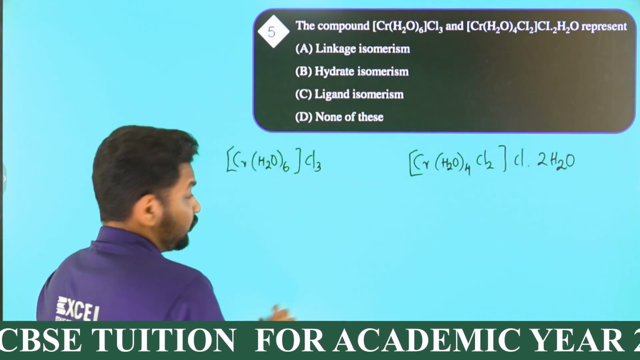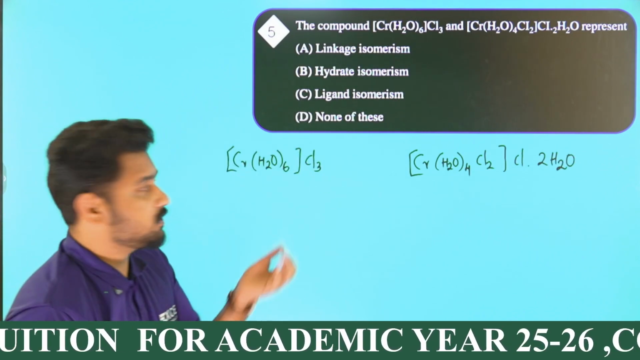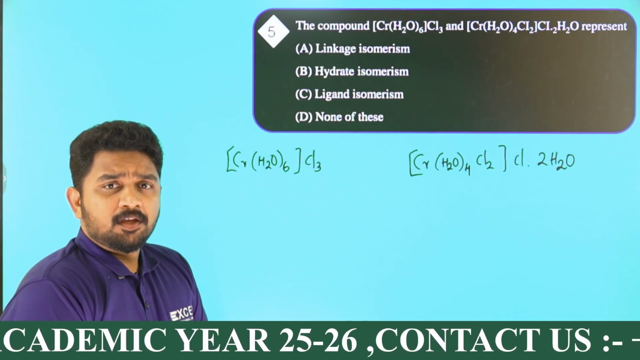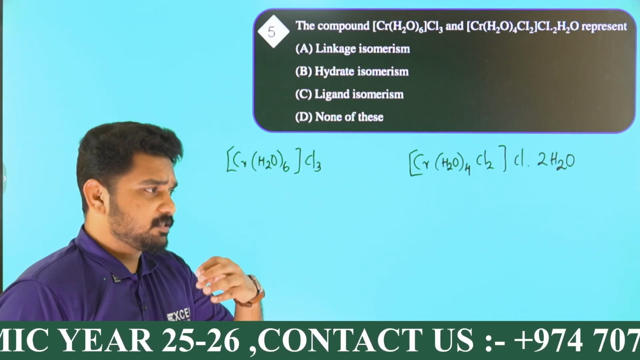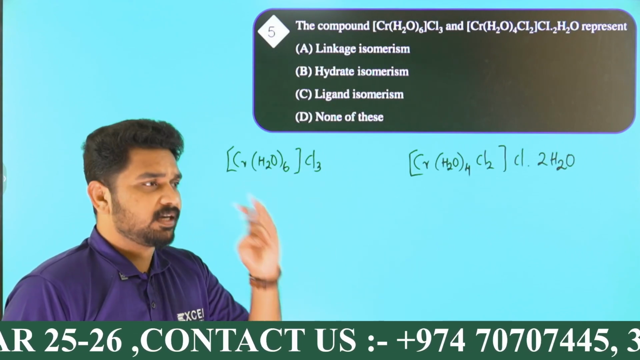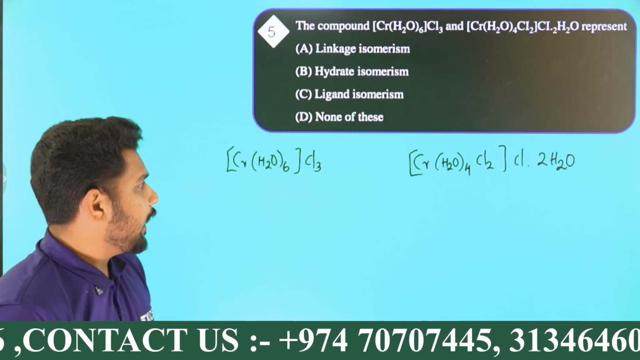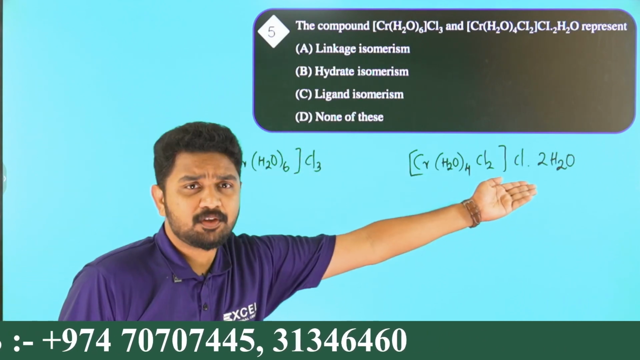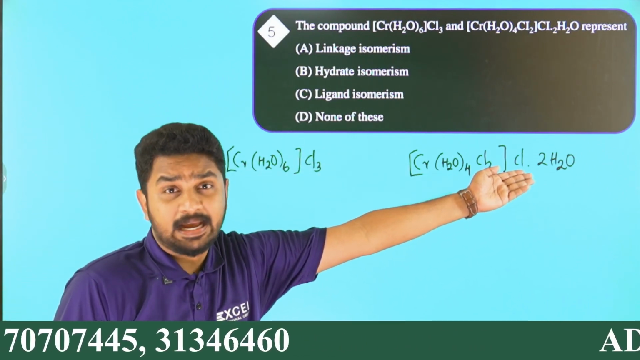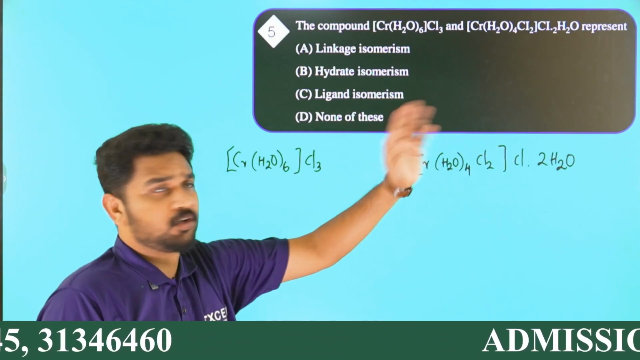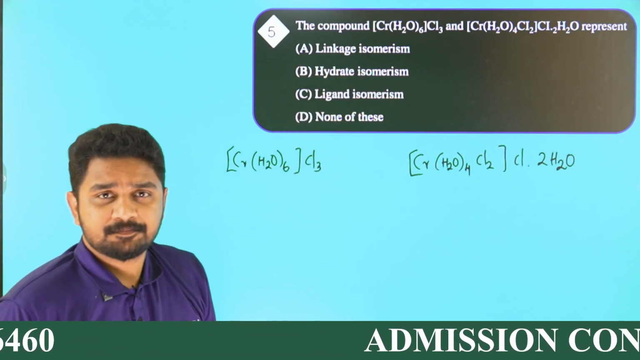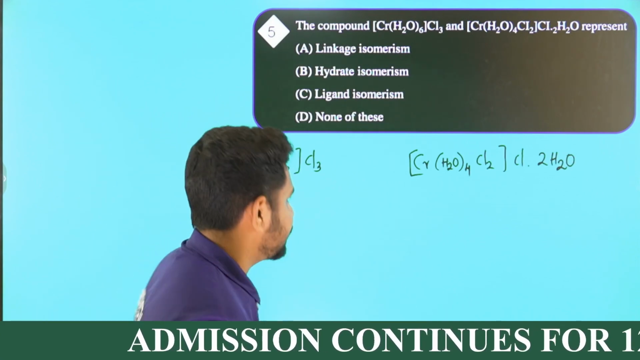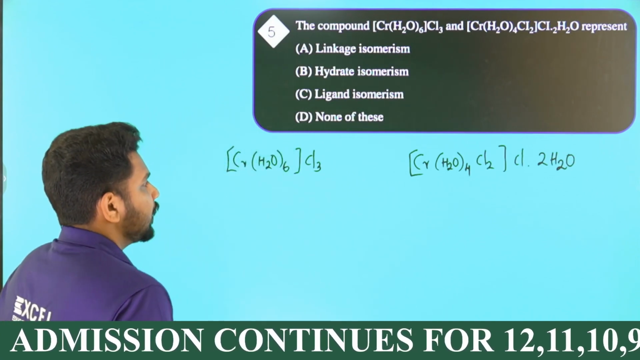So we need to find which type of isomerism is there between these two compounds. We studied many types, especially in structural isomerism, we studied 4 types of isomerism, right? From this itself, you can easily identify it is hydrate isomerism or solvate isomerism. Option B will be the answer. But for understanding the concept, I will tell you how to find it.